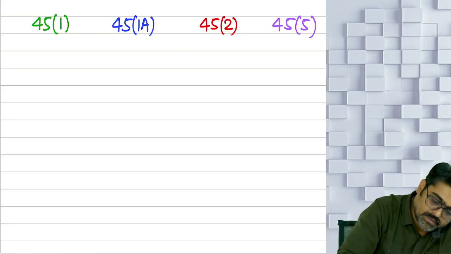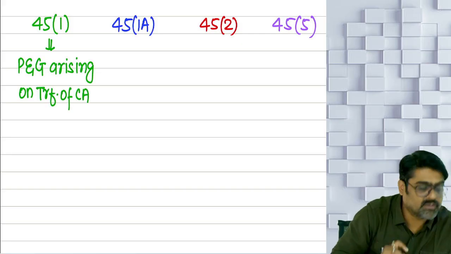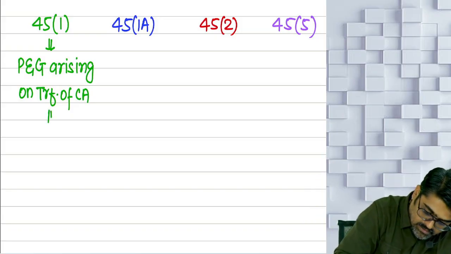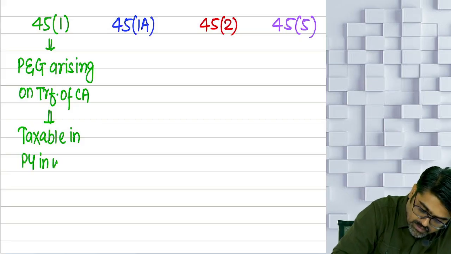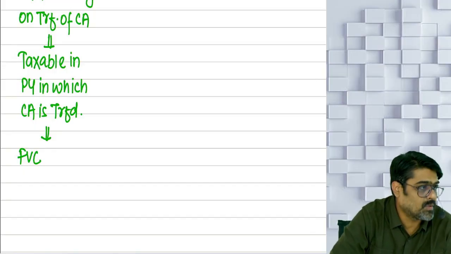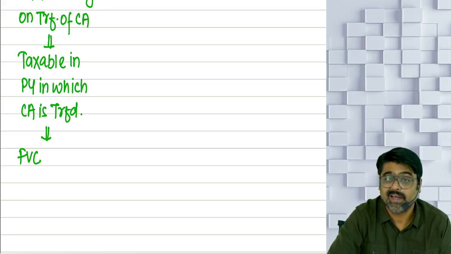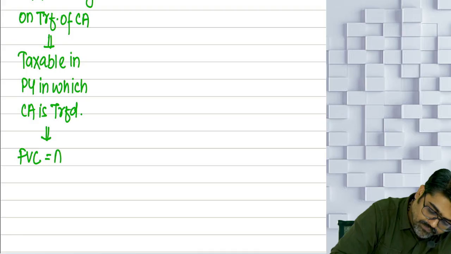Okay. Number one, here the profit and gain arising on transfer of capital asset, this profit or gain will be taxable. Taxable in which previous year? Taxable in the previous year in which the capital asset is transferred. Yes or no? What will be the full value of consideration? Amount of actual consideration. Full or whole amount of actual consideration. Yes or no? So there is no deemed consideration over here. There is actual consideration. So you are going to take actual consideration, which we have already seen.